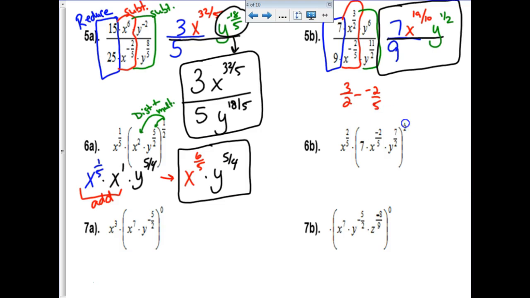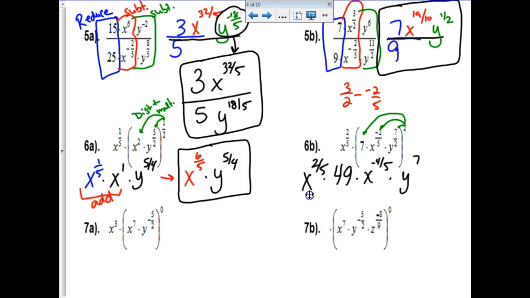Alright, same idea here. You're going to distribute and multiply, but be careful that you are distributing to everybody, including that 7 up there. Now this x to the 2/5, just kind of hanging out for a minute. 7 squared. You can write it as 7 squared, but I'm going to go ahead and call that a 49. And then here we got to multiply the existing power. So negative 2/5 times 2 is negative 4/5. And then 7/2 times 2 is 7.